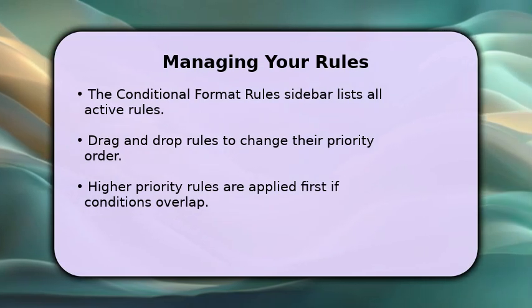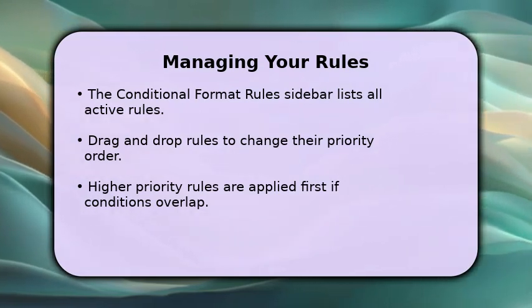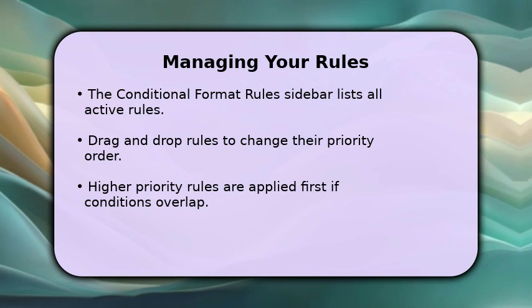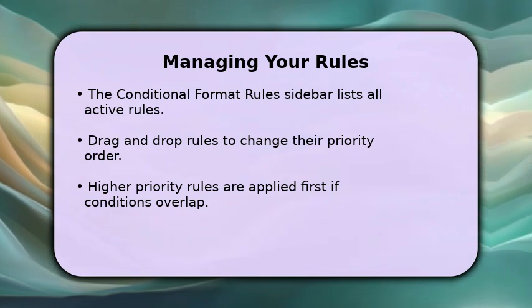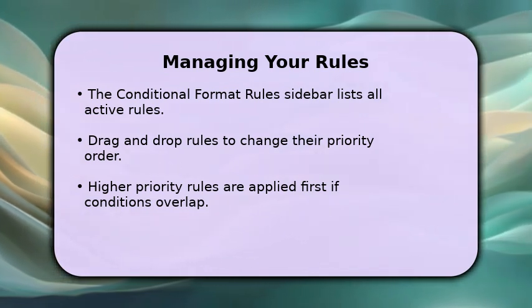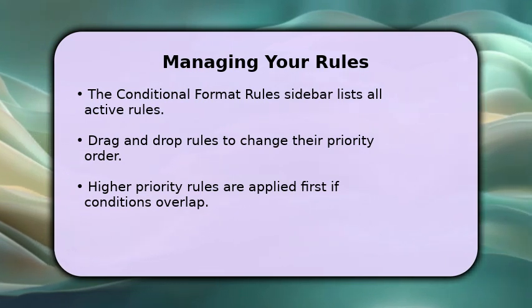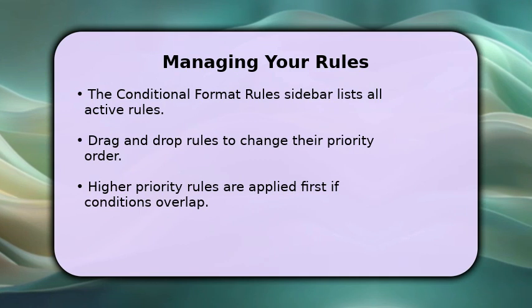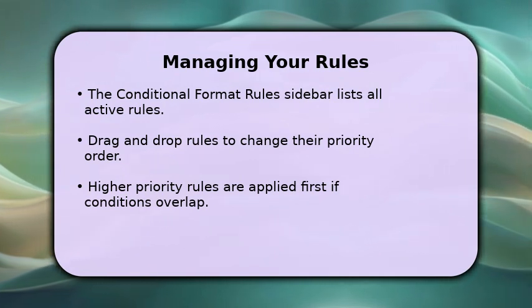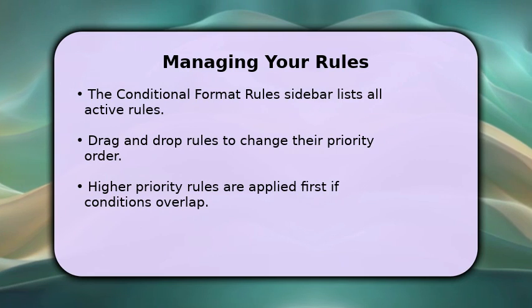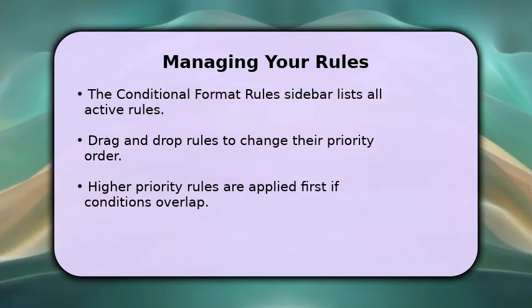As you add more rules, the Conditional Format Rules sidebar becomes your control center. Here, you'll see a list of all your active rules. You can easily drag and drop them to change their priority. Rules higher on the list take precedence if conditions overlap. This sidebar also allows you to quickly edit or delete any rule, keeping your sheet organized and effective.